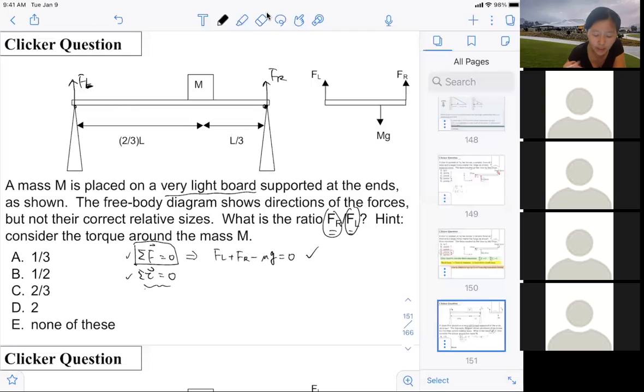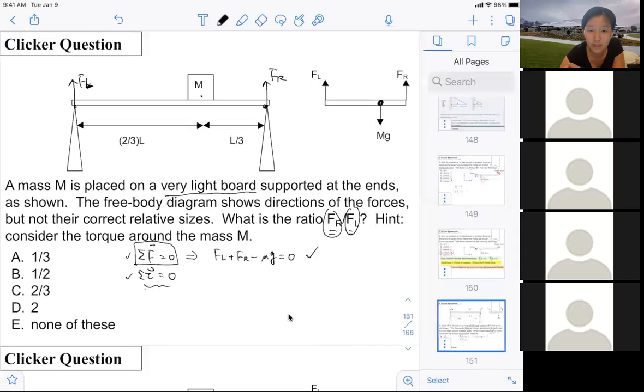So here they give us a hint: let's consider the torque around the mass M. Let's consider the rotation around which point. Here, I want to show that depending on what the problem is asking you, you can pick your rotational point to make the problem easier. So here, let's pick it right where mg is, and that's going to tell you FR over FL, the ratio between these two forces.